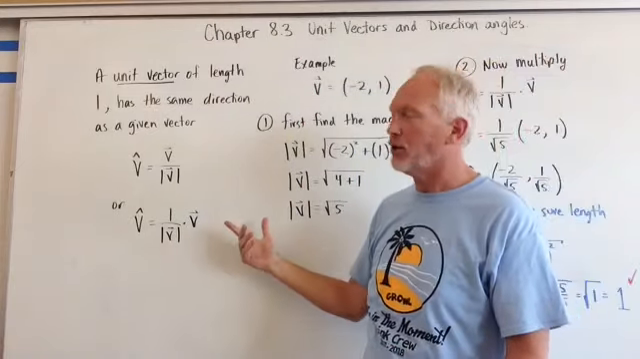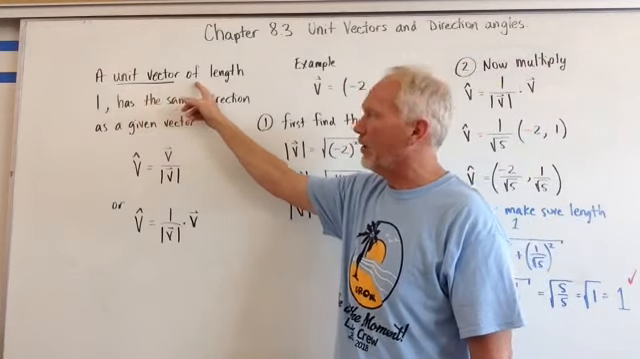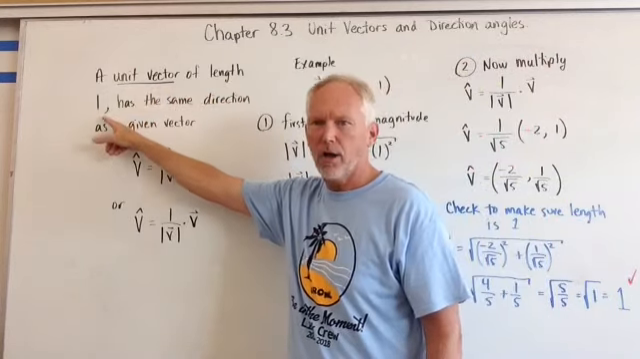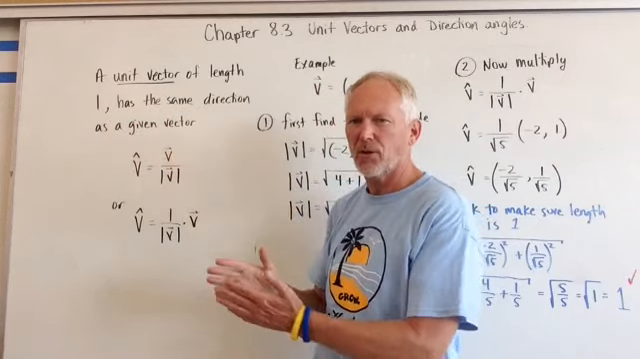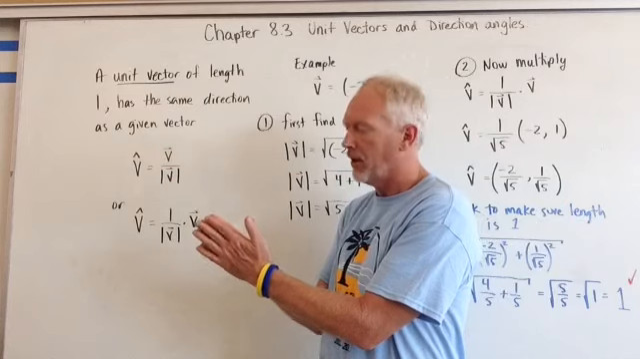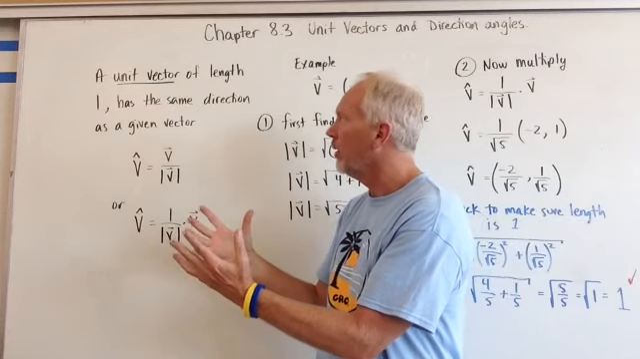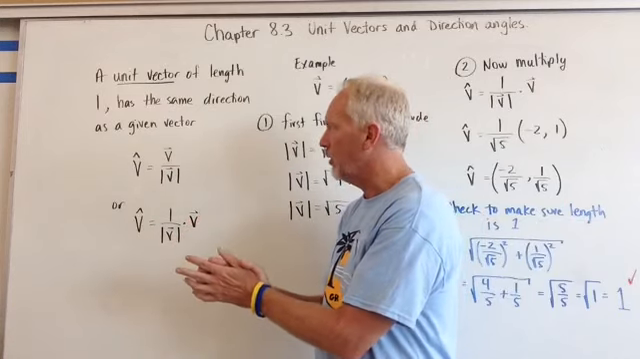So here we go. What is a unit vector? A unit vector of length 1 has the same direction as a given vector. So basically we're looking at a vector and we're going to make the magnitude, or the length, 1. So how do we do that?